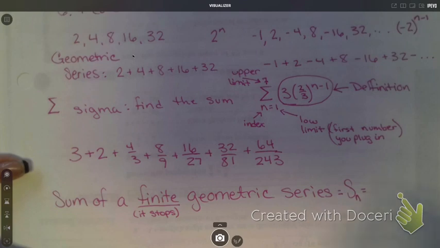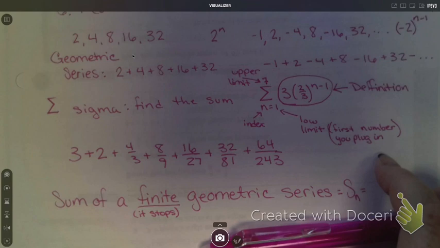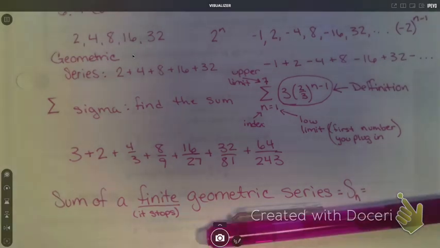We'll plug in 1, 2, 3, 4, 5, 6, 7. How many terms will I get? 7. Okay? So that would be S sub 7. What if I want 2 to 7? 6. It would be 6, not 5. Most people go 7 minus 2 is 5, right? But you have to plug in 2, 3, 4, 5, 6, 7.